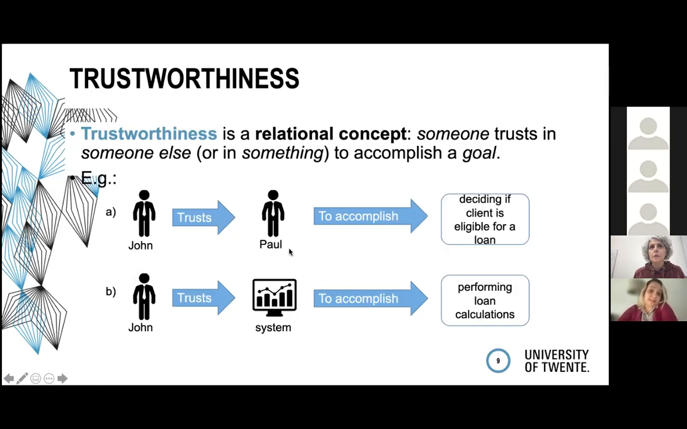And it can also be a system. So John can trust a particular system in the company to perform some calculations, right? He is not going to rely on Paul for the calculations, but on a particular system. So this is the first important thing about trustworthiness: it's a relational concept. It's not universal, right? So a system is not trustworthy for everything. A system is maybe trustworthy for particular functions and particular intentions of the user.